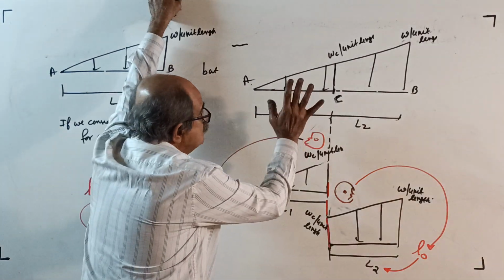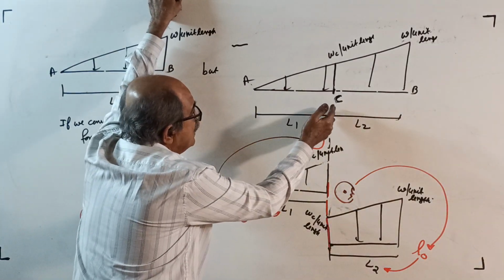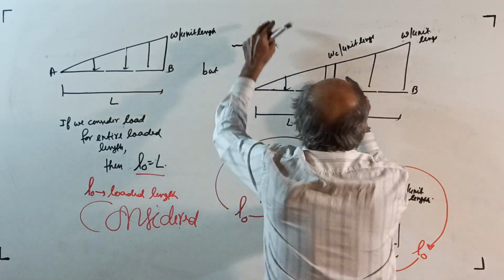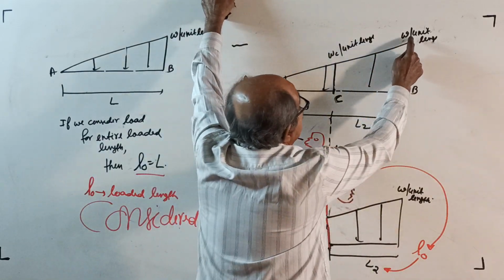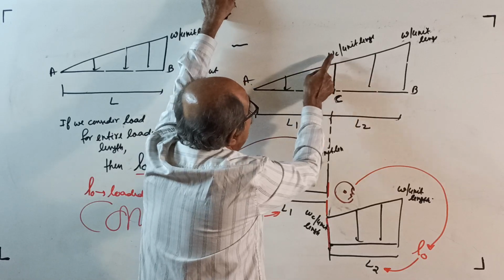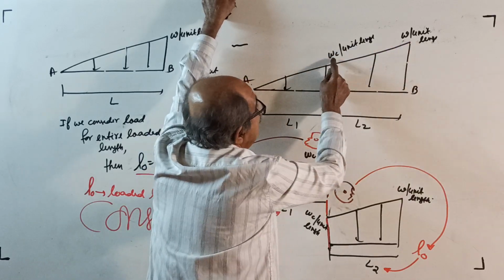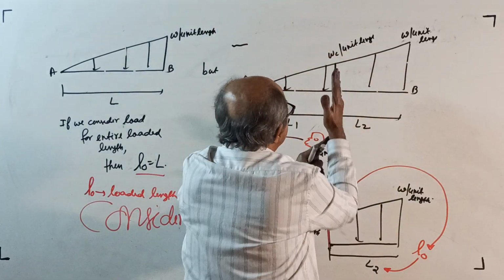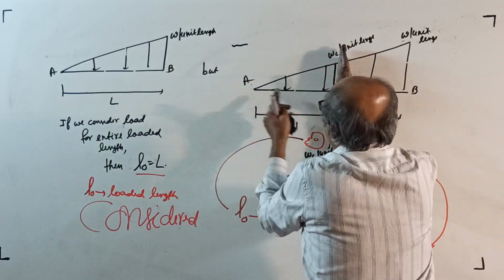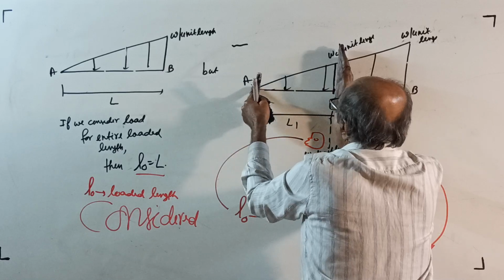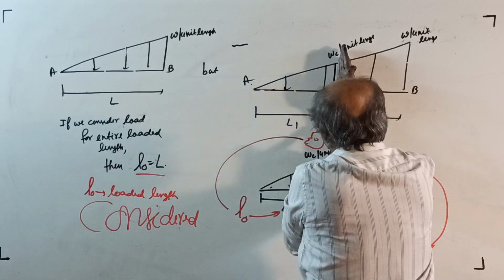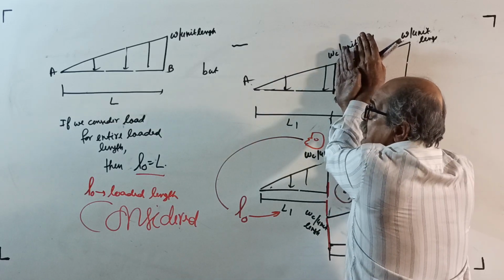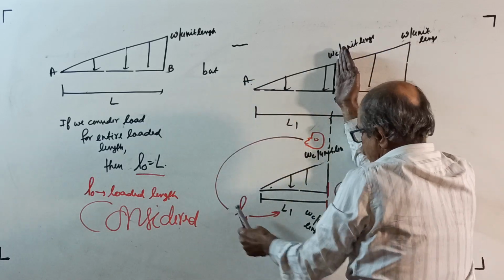You write here, for those who consider left of C, for them, before that, 0 here, W here, let it be WC at C intensity. This is maximum. WC is the intensity of load per unit length. Those who consider this side will get a uniformly varying load of intensity 0 here and a maximum of WC per unit length. For them, the loaded length considered L0 will become L1.